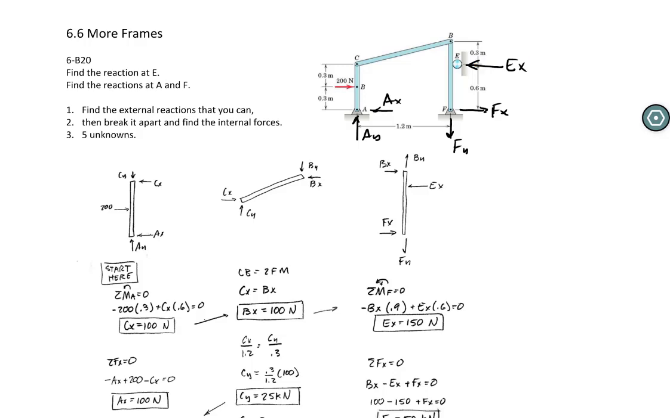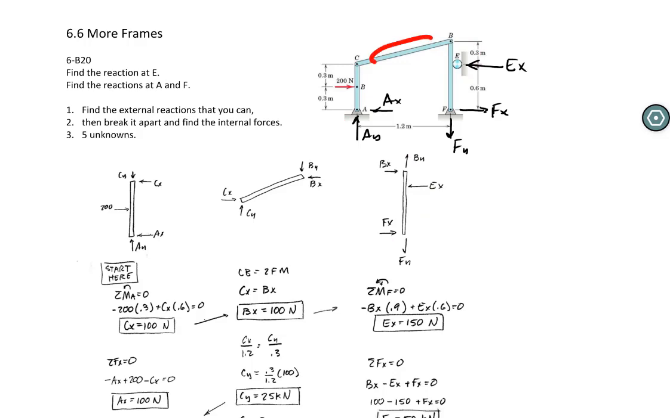Now, how many unknowns do we have? 2, 4, 5. When you have 5 unknowns in reactions, it's pretty difficult to make very much progress before you break it apart. So I'm going to jump immediately to breaking it apart. So I'm going to draw the free body diagram of this part.